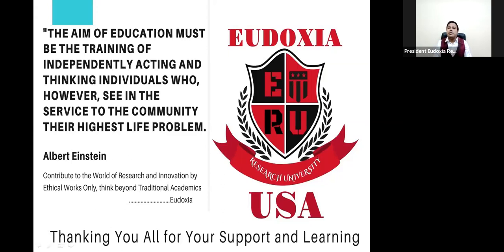Eudoxia Research University is always ready to support researchers and academicians. We are always thinking beyond traditional academics. We are more into research. We are more into innovation. We feel that the great persons, those who are actually guiding us, those who were always sharing their viewpoints for non-traditional work, with the outcome will help our life in future.